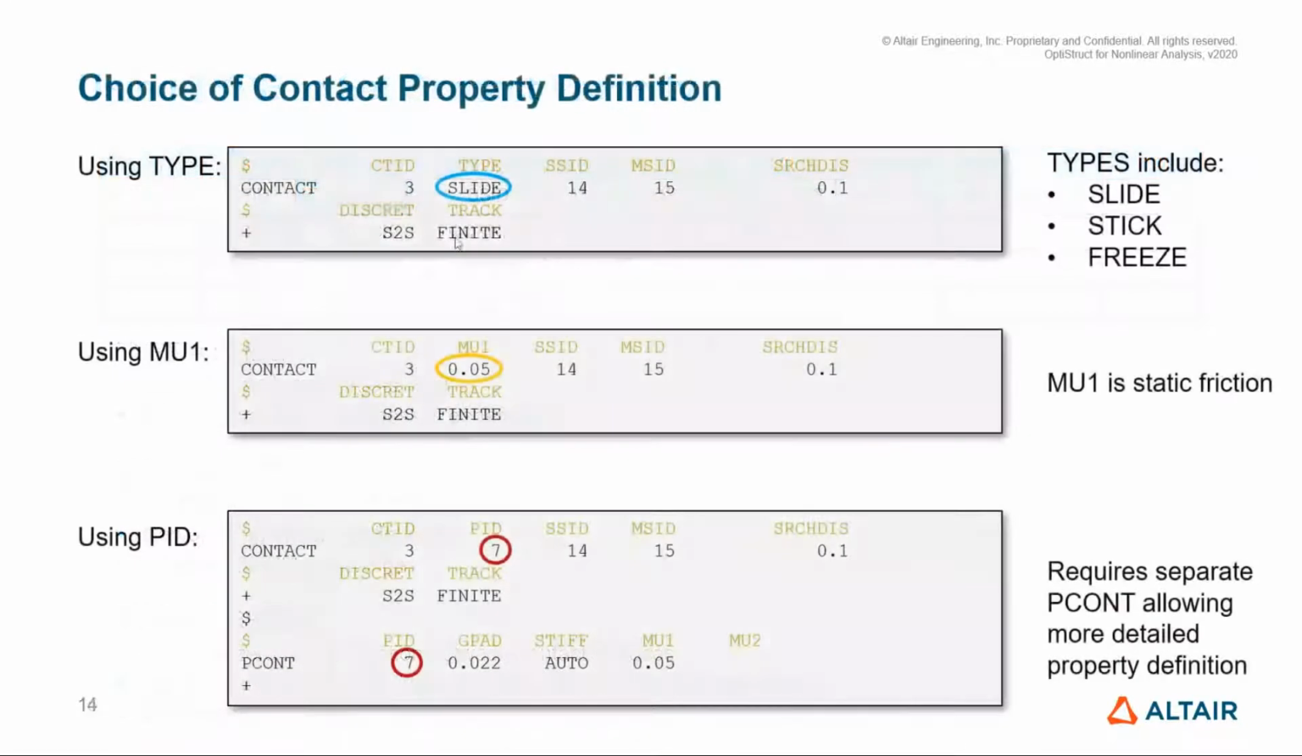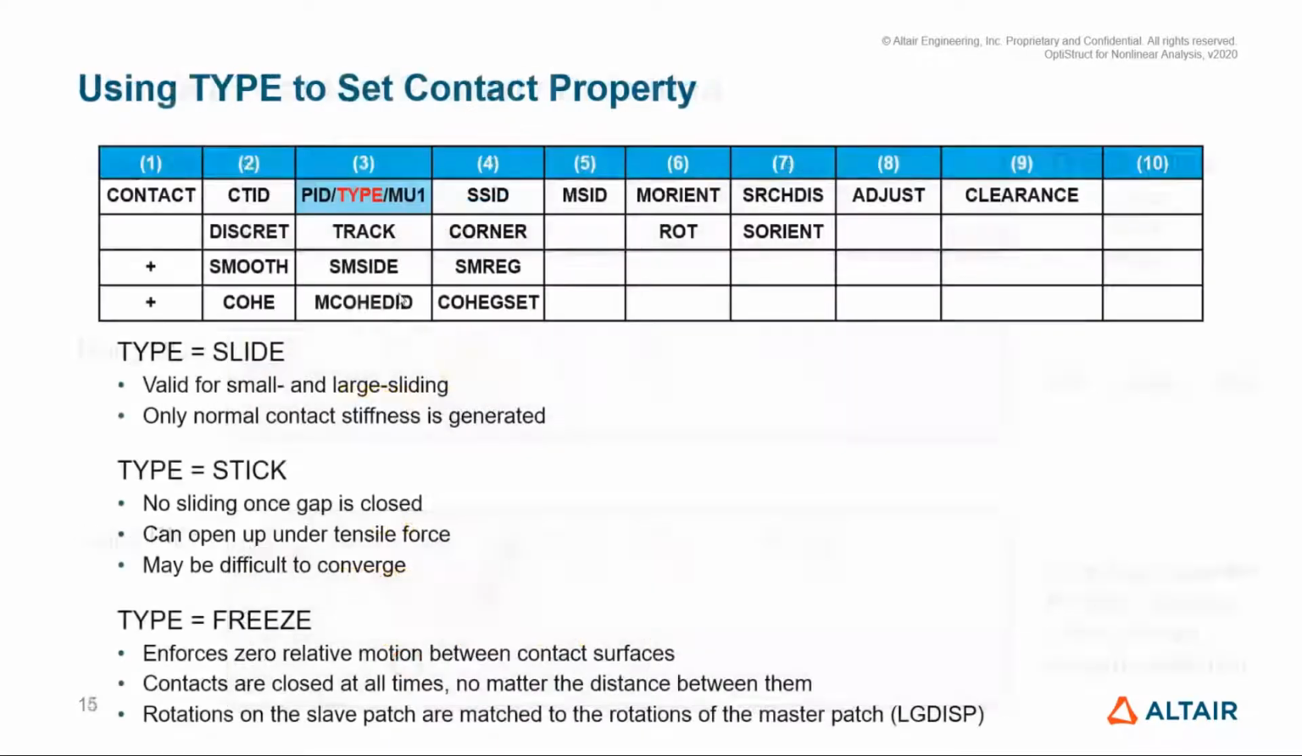And specifically now we are going to look at this type here, right? So for type, you will see that we can actually have three options here. One is sliding contact, sticking contact, and then the other is freeze contact, right?